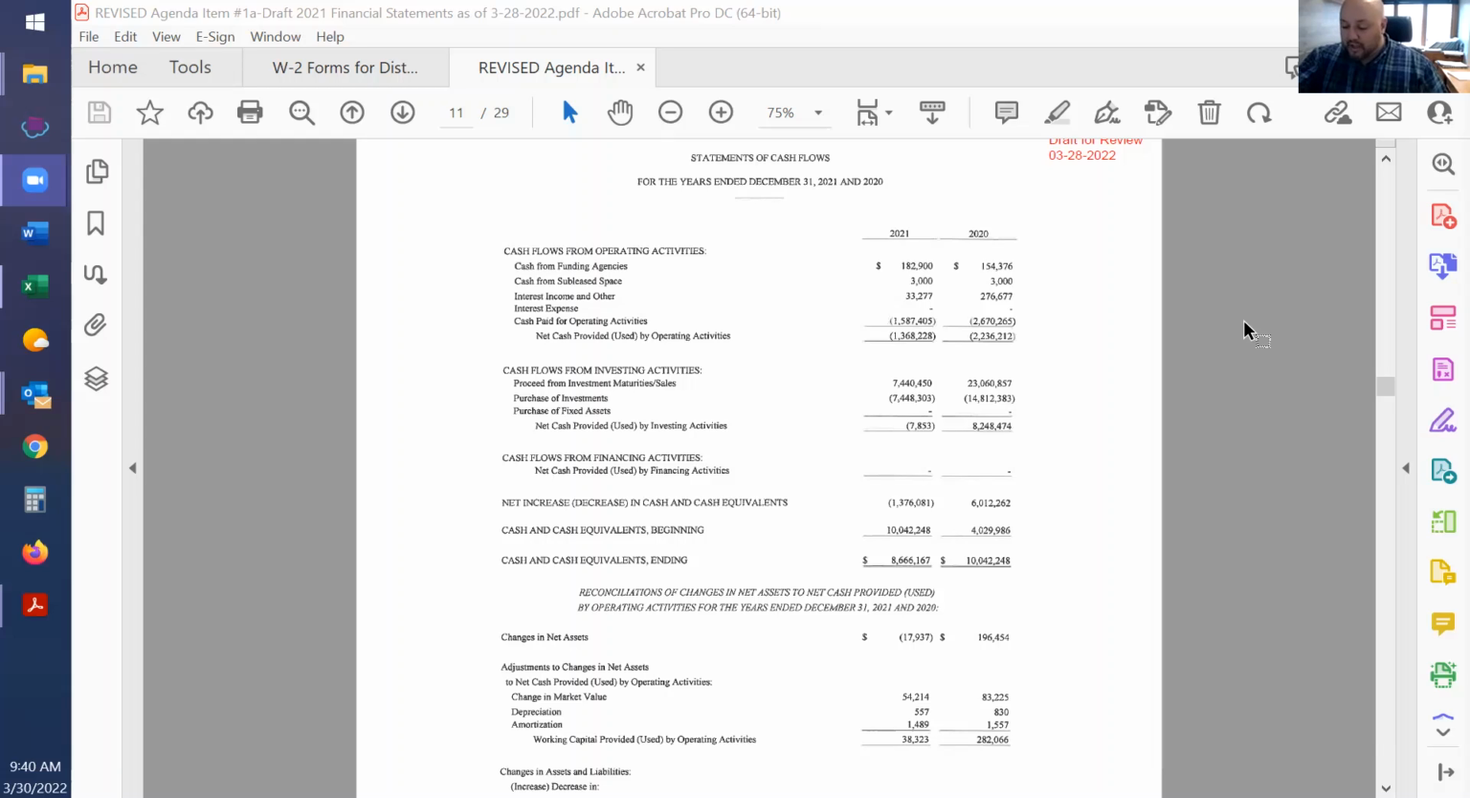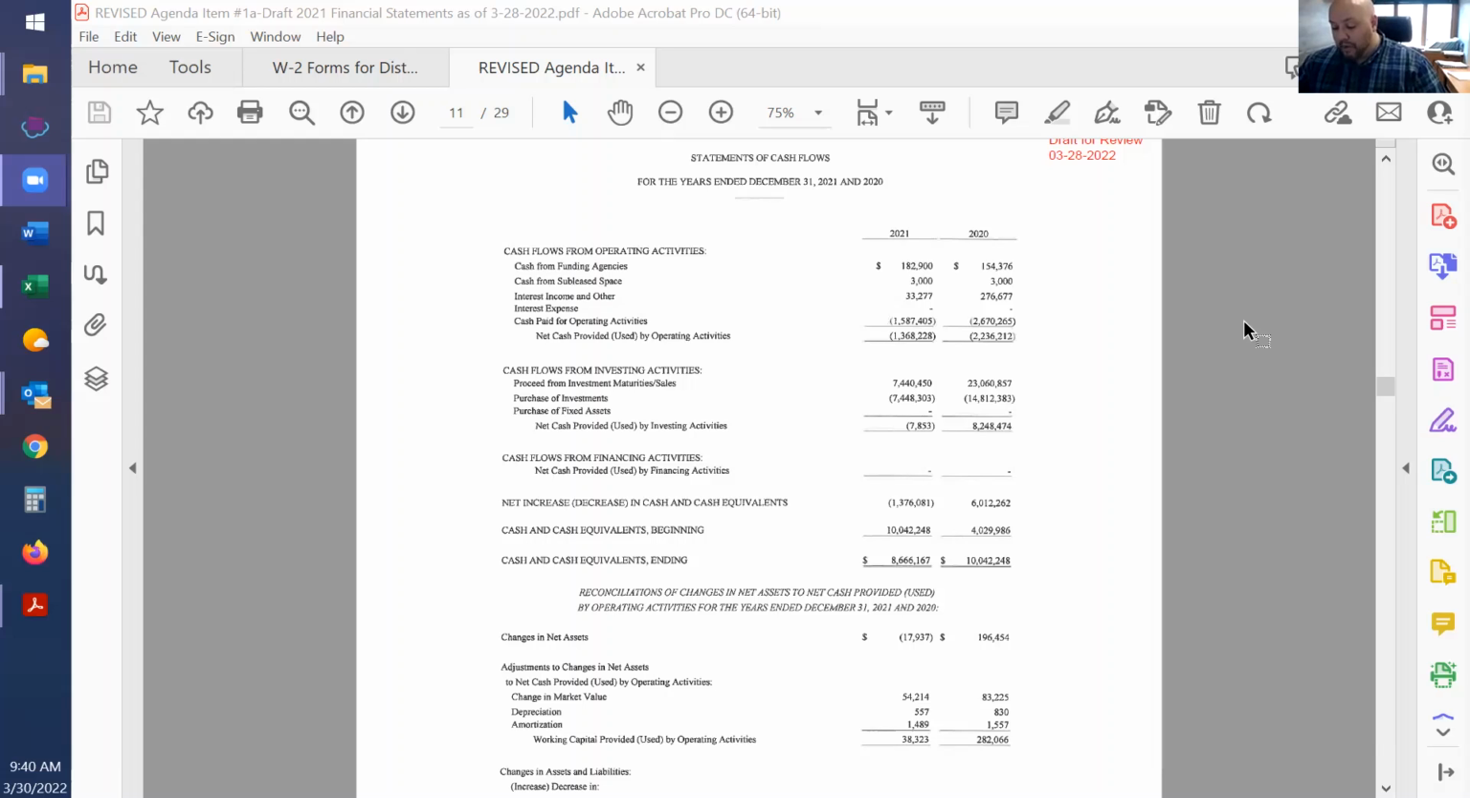Basically what we do is we take the beginning cash from last year, we add the current year's activity to it, or subtract from it, to get us to our ending cash equivalents, which will match what's on the statement of financial position on page 4.